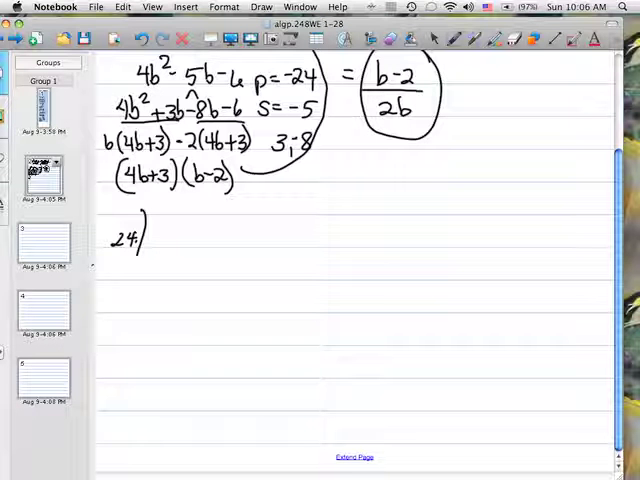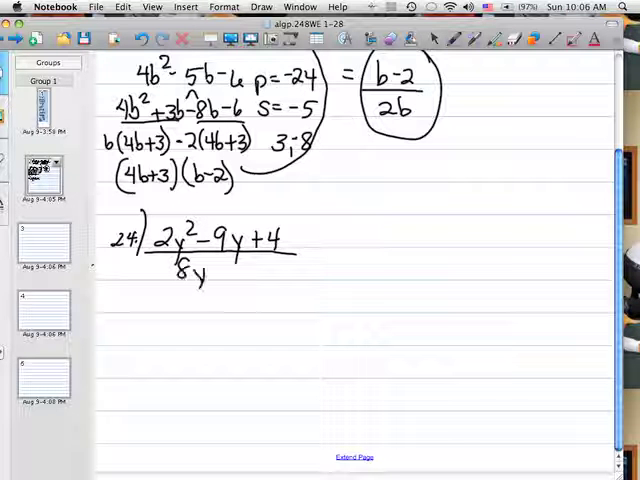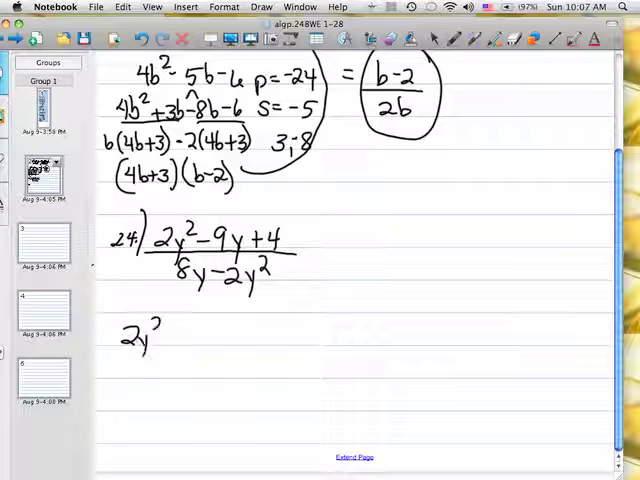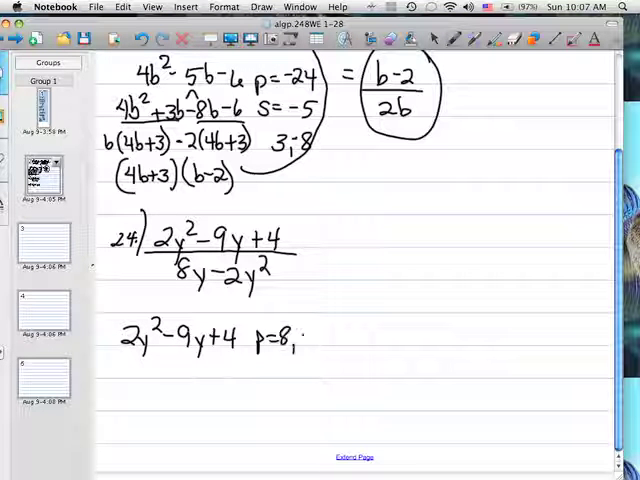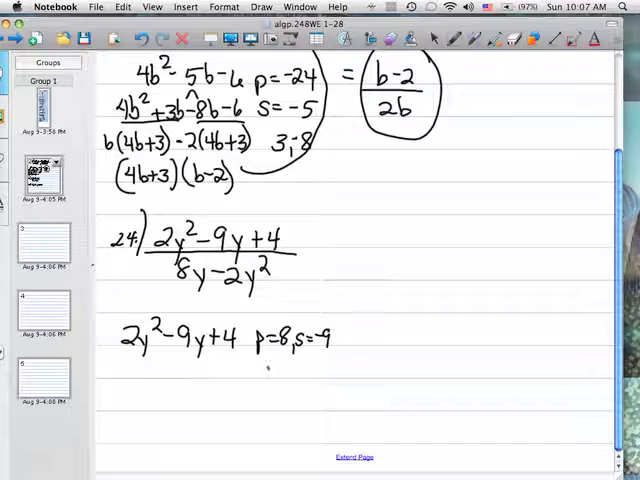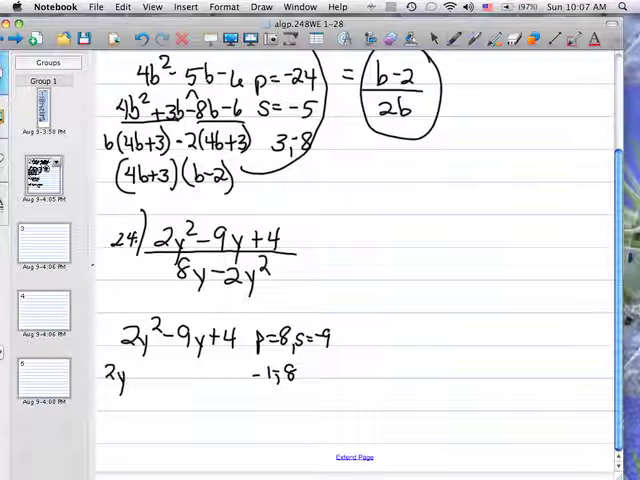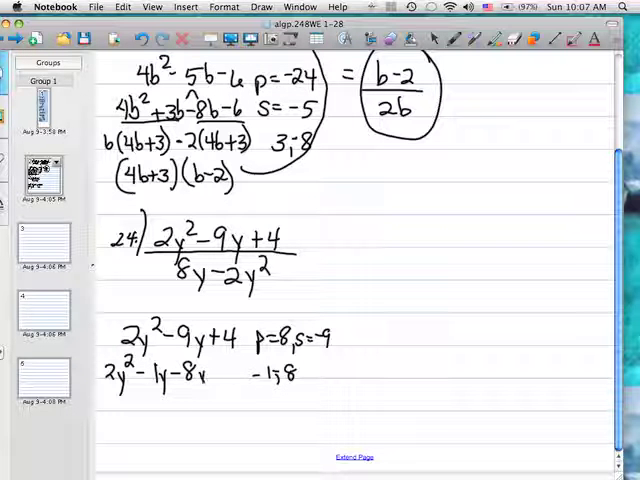Problem 24, I have 2y squared minus 9y plus 4 over 8y minus 2y squared. The top again, I have to split the middle, so I'm going to come down here and work that out. So will you. Product is 8. The sum is negative 9. So we want 1 and 8, and both negative. So splitting the middle, 2y squared minus 1y minus 8y plus 4.